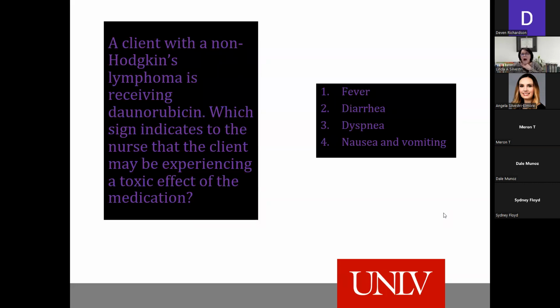Okay, excellent. Option 3 is the correct answer. So this is something we want you to remember about this drug, a toxic effect. If you see toxic, first of all, look at your options, and ABCs would bring you to option 3.